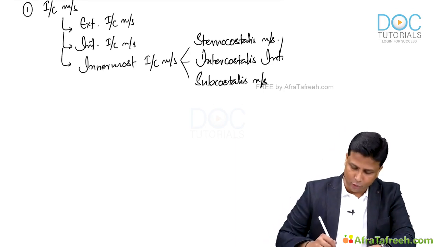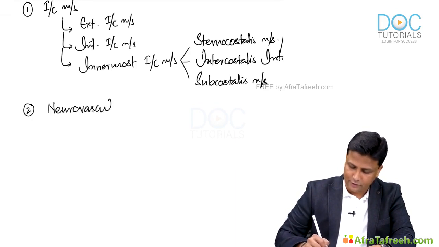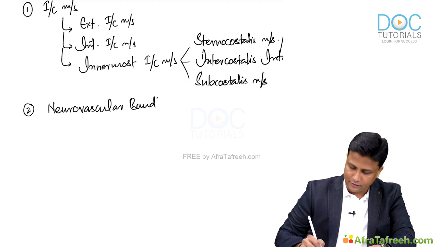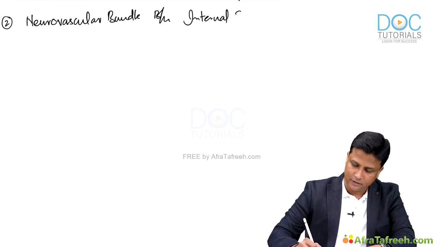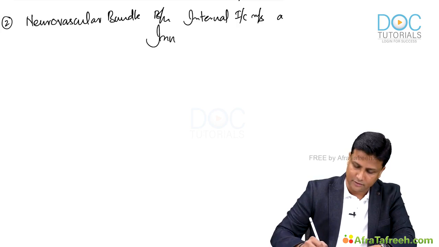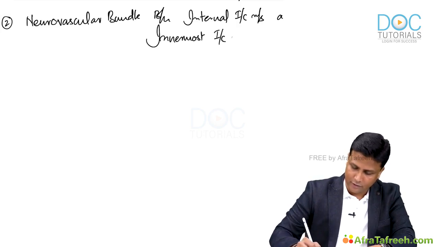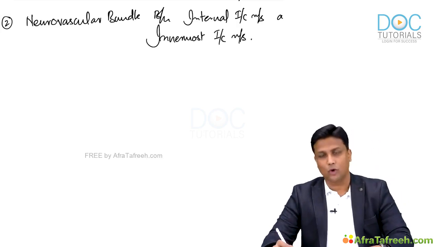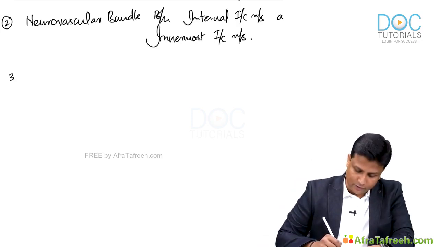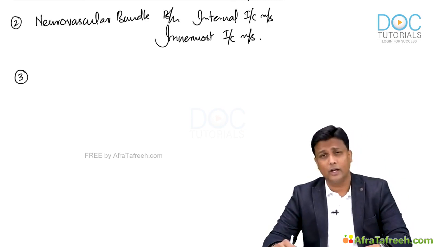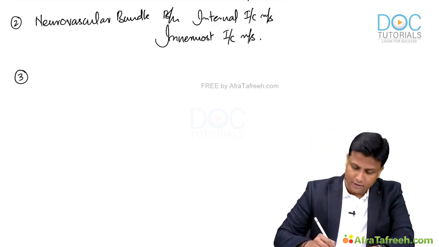So second point, neurovascular bundle. Now where exactly do you have the neurovascular bundle, guys? Remember, the neurovascular bundle is between internal intercostal muscle and innermost intercostal muscle. Internal intercostal muscle and innermost intercostal muscle. There you have the neurovascular bundle. And the point number 3 here, I told you, don't even remember the names of that nerve, artery and vein, you just have to remember their arrangement. Now what is the arrangement of neurovascular bundle?